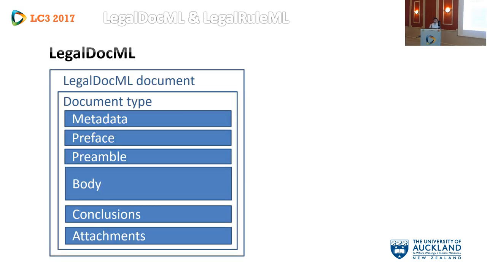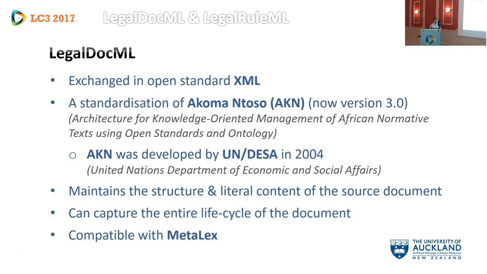Now, the structure of a LegalDocML document is basically very simple. It's a LegalDocML document with metadata, preface, preamble, body, conclusion, and attachment, which mimic any typical legal document, with some variations. LegalDocML is exchanged in open standard XML. It's a standardization of Akoma Ntoso that I mentioned earlier. There was a project for the United Nations in 2004. It maintains the structure and literal content of the source document. An important feature is that it can capture the entire lifecycle of a document, all the changes and all amendments, in one model.